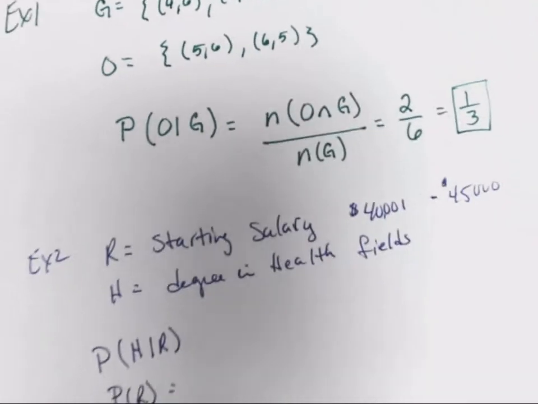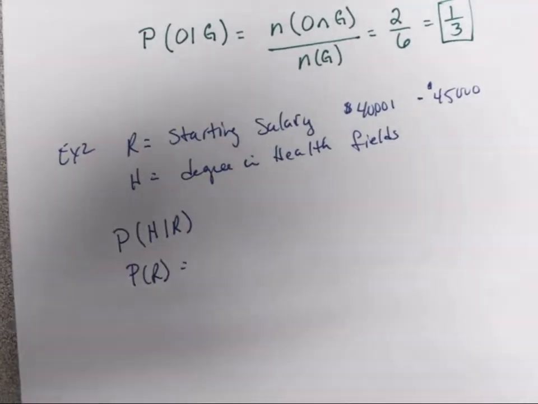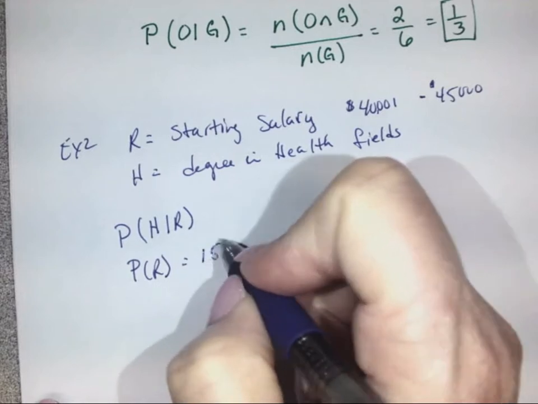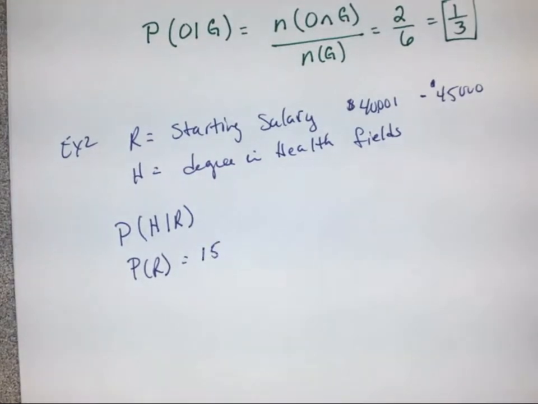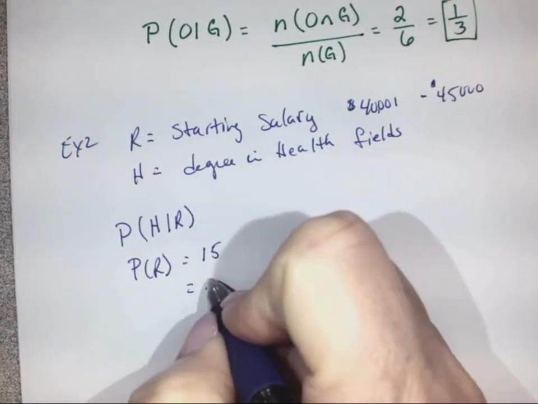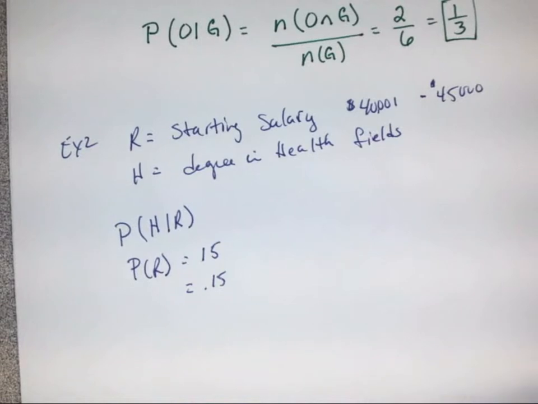So let me pull it back up a little bit here. The probability of R is equal to 15, and these were totals in percent, so we have to change them to decimals. This would be equal to 0.15 by moving our decimal place over 2 places to the left.